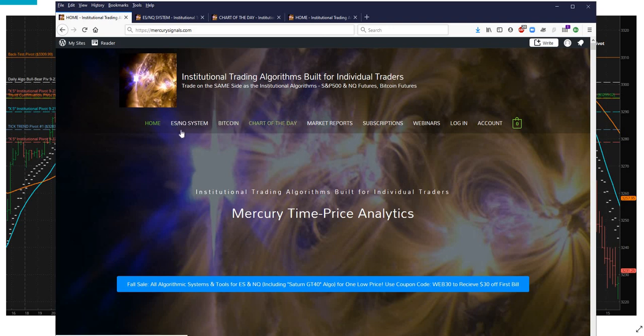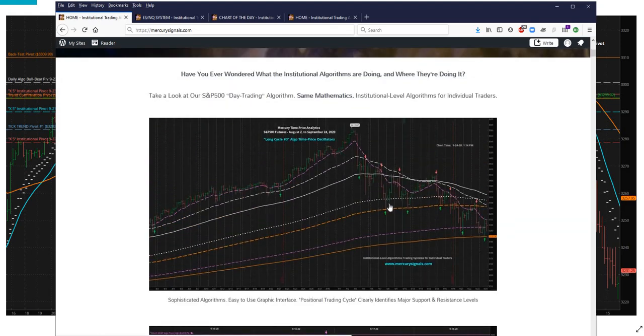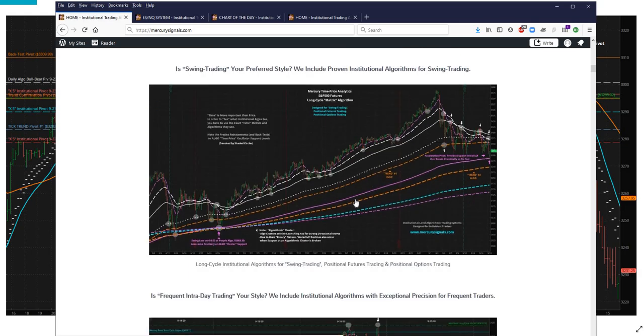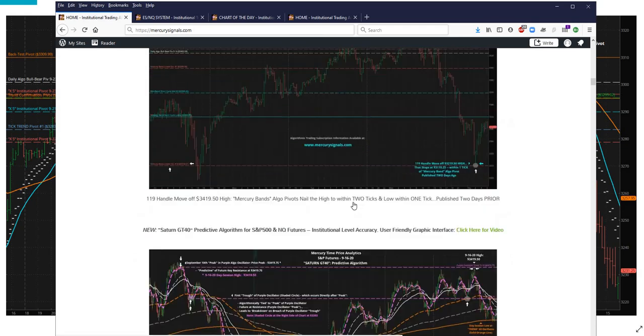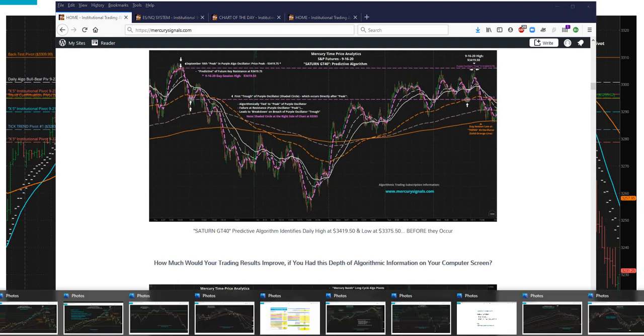But when you look at the information that we provide, if you're a swing trader, I'm going to show you this chart in a minute. Swing trading, day trading, long-term positional trading, frequent intraday trading, we provide all of it for you on one chart every single trading day. So let's go back to what we were talking about.